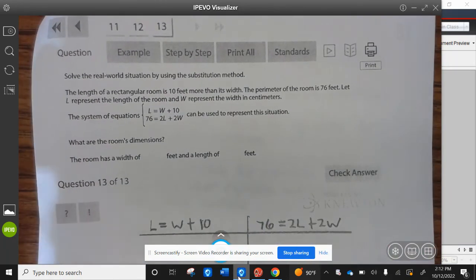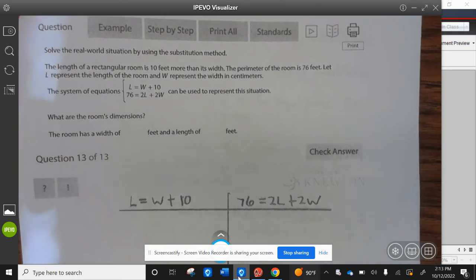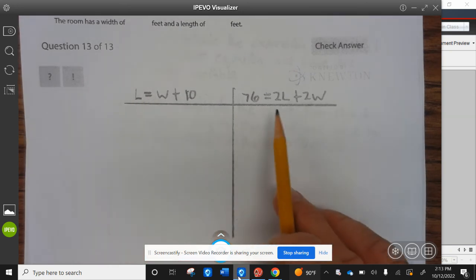All right. Solve the real-world situation by using the substitution method. The length of a rectangular room is 10 feet more than its width. The perimeter of the room is 76 feet. Let L represent the length of the room and W represent the width in centimeters. The system of equations is here, and so we're going to solve that. Okay. So this is already solved for L, so we can substitute that in for L.